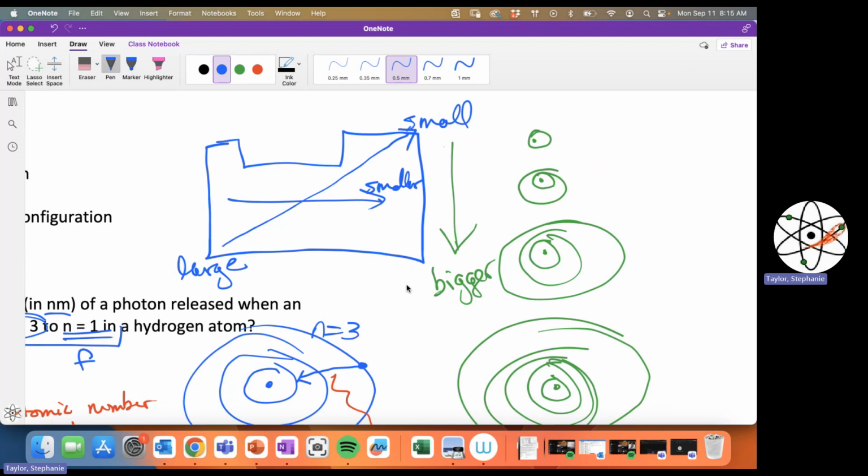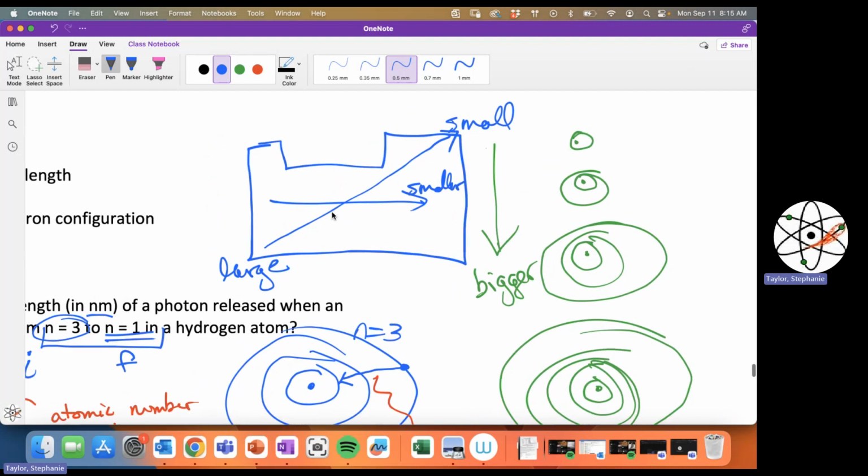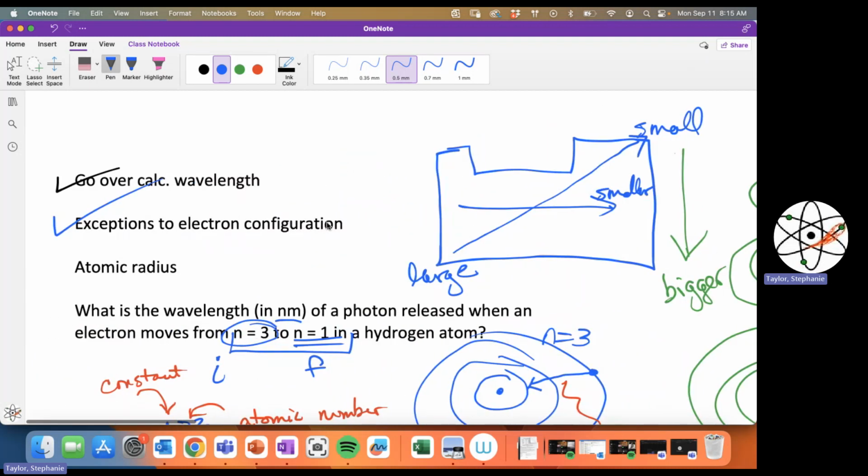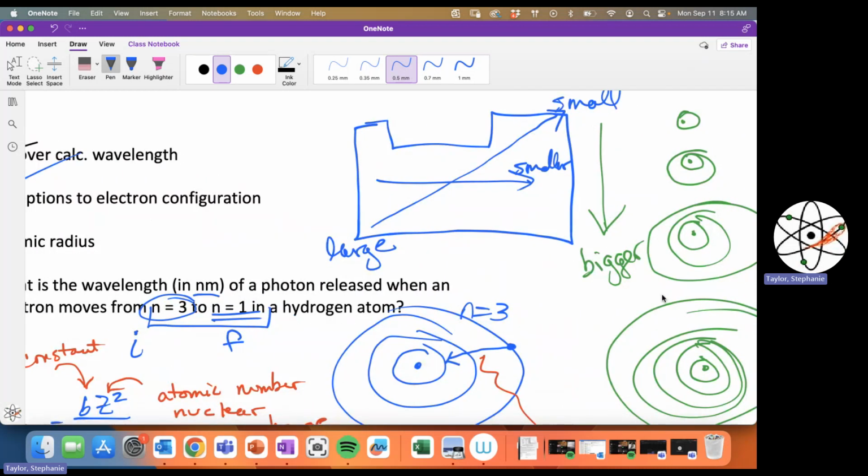So left to right is smaller, up to down is bigger. However you want to think about this is up to you, but atomic radius, just realize that we are trying to talk about the size of the atom, and our values of n, or sometimes our values of n versus our protons, is what's going to affect that.